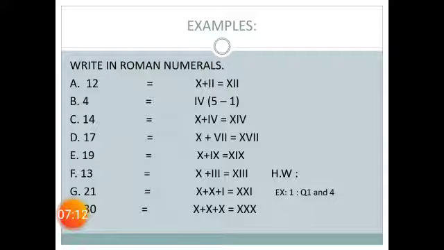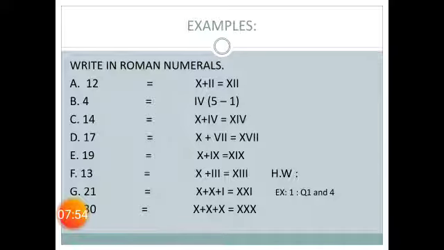Now the E part, 19. If we add 10 plus 9, we will get 19. 10 is represented by X and 9 is represented by IX. So add it, X plus IX, we will get XIX, or 19 is represented by XIX. Now the F part, 13. If we add 10 plus 3, we will get 13, and 10 is represented by X and 3 is represented by III. Add it, we will get XIII, or 13 is represented by XIII.